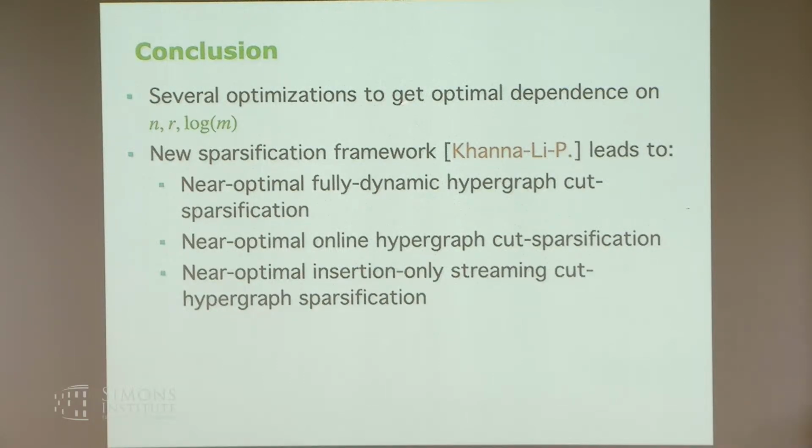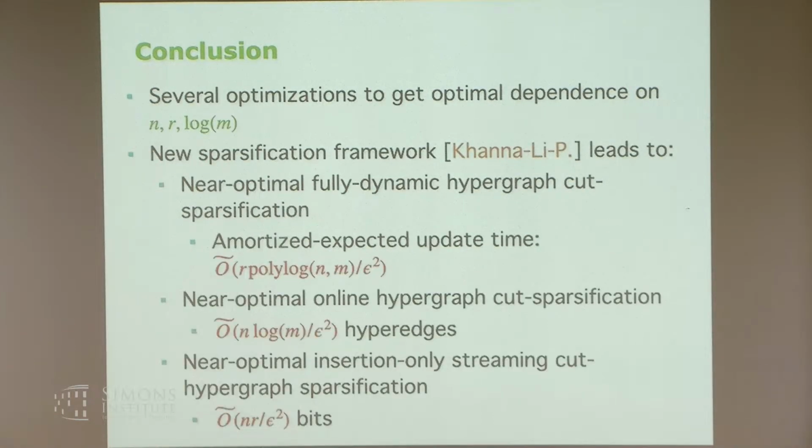In particular, in this work with Sanjeev and also Juan, who I guess isn't here, we get near optimal fully dynamic hypergraph cut sparsification. We get near optimal online hypergraph cut sparsification. And we even get near optimal insertion only streaming hypergraph cut sparsification bounds. And this is what the complexities will look like.